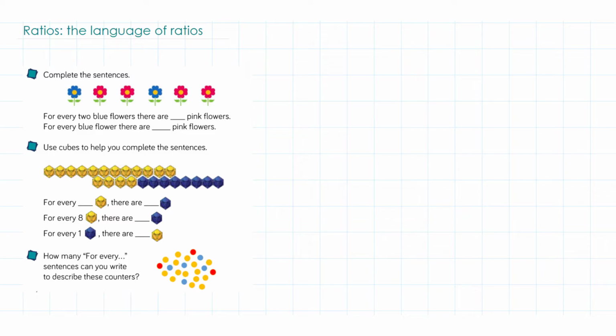Use what you know, use what you understand about one aspect of maths to help you understand a different aspect of maths. So use your understanding of fractions to help you understand ratios. In the second one, comparing those yellow cubes and blue cubes, and writing again, it's the same ratio, but in different ways, equivalent ratios. And then for the last one, how many for every sentences can you write to describe these counters? Don't be happy with 1, don't be happy with 2, don't be happy with 3. There are many, many different ones that you could write.